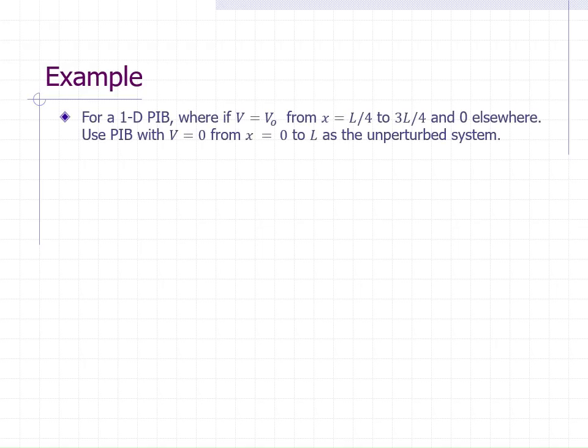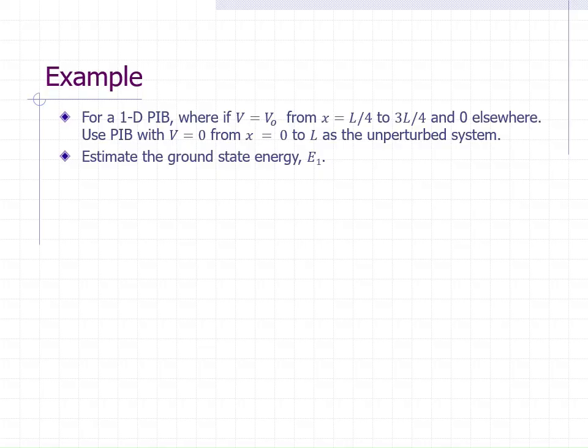Let's work through a concrete example to see how first-order perturbation theory is applied. Consider a one-dimensional particle in a box. Now suppose that the potential is such that V equals a constant, V naught, in the region from x equals L over 4 to 3L over 4, and is 0 everywhere else in the box. This would be the perturbation if we take the standard particle in a box with V equals 0 everywhere in the box as our unperturbed system. We want to estimate the ground state energy using perturbation theory.